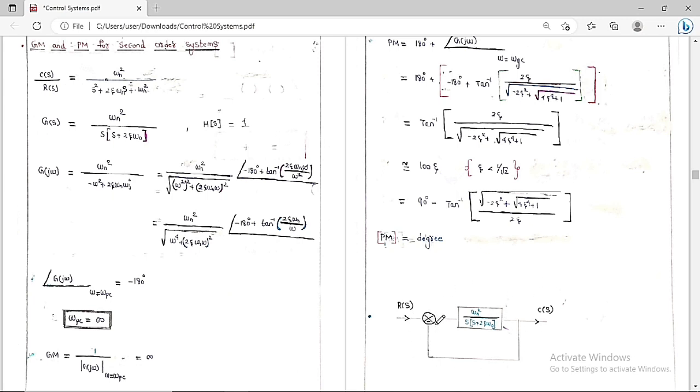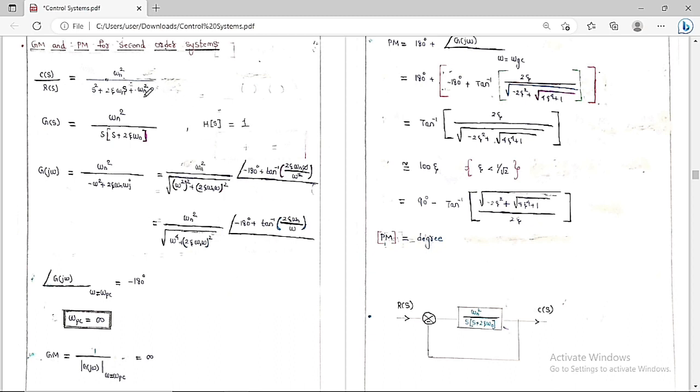So this is the negative feedback system of unity feedback, H of S is equal to 1 and G of S is equal to omega n square by S into S plus 2 zeta omega n. Then what is the transfer function, which is C of S by R of S is equal to G of S by 1 plus G of S H of S. So G of S, H of S, just substitute and simplify.